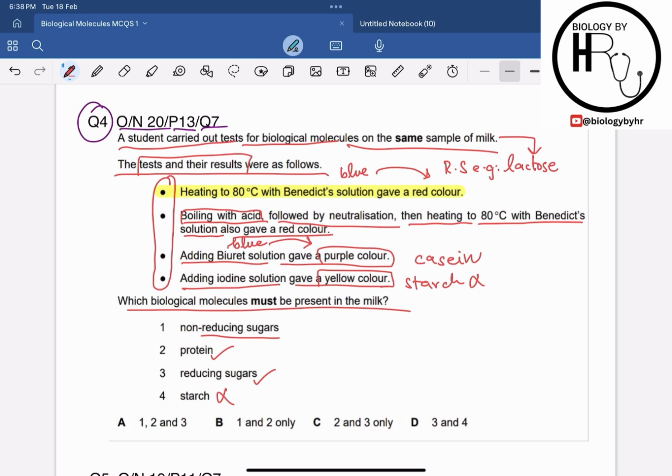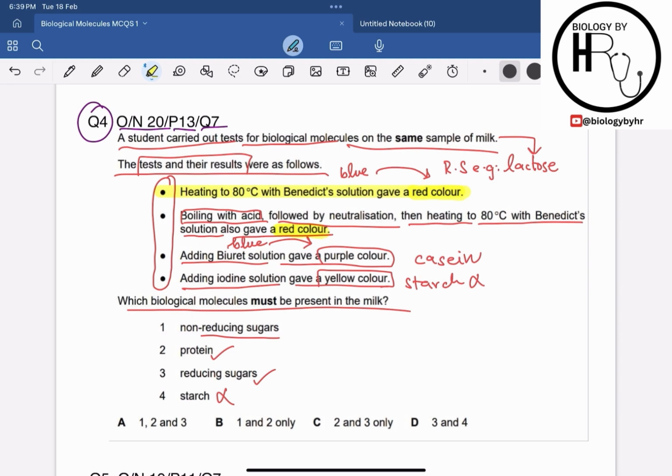Increasing the Benedict's test intensity, right? The intensity of the Benedict test would increase. However, if the test result remains the same, for example red color, right? Initially, for the reducing sugar test it was showing the red color, and for the non-reducing sugar test it is also showing the red color.